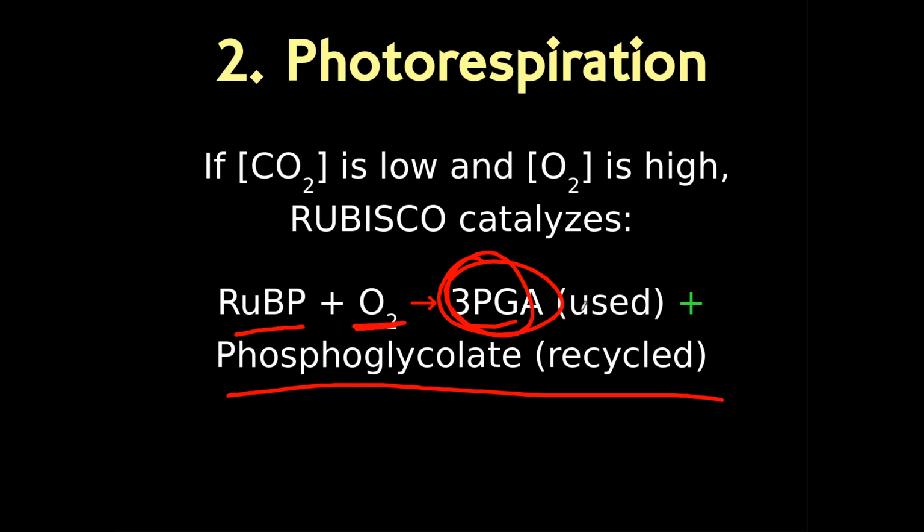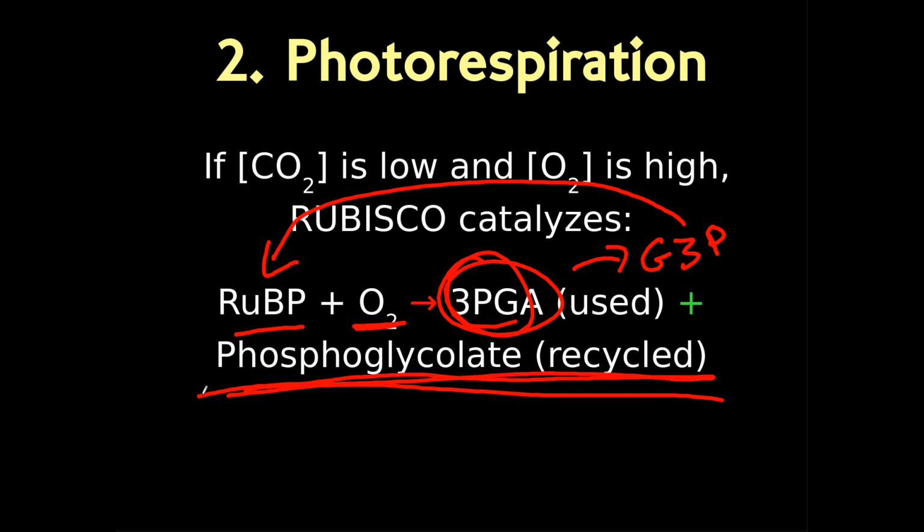So essentially, we've gotten back here, this 3-phosphoglycerate can then be turned into a glyceraldehyde 3-phosphate, and that glyceraldehyde 3-phosphate we can generate back into a ribulose bisphosphate. So we're good there. But the problem is, this phosphoglycolate is gone. This is bad. Like this, you do not want phosphoglycolate.